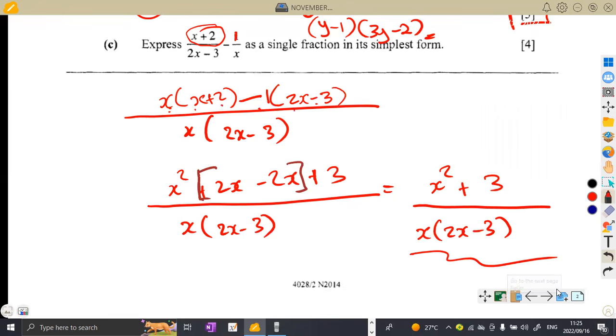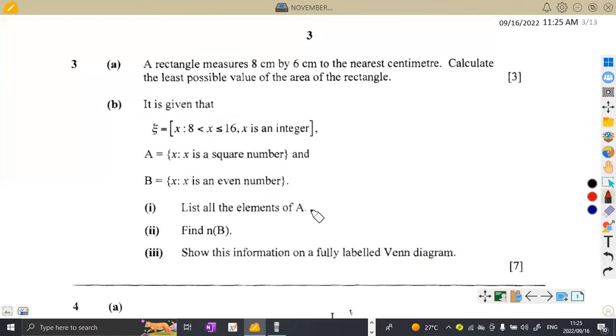It's a matter of working with more questions so that you can actually understand what is happening here. Okay, so number 3, we are now given a rectangle. This is a rectangle which measures 6 centimeters by 8 centimeters by 6 centimeters to the nearest centimeter.